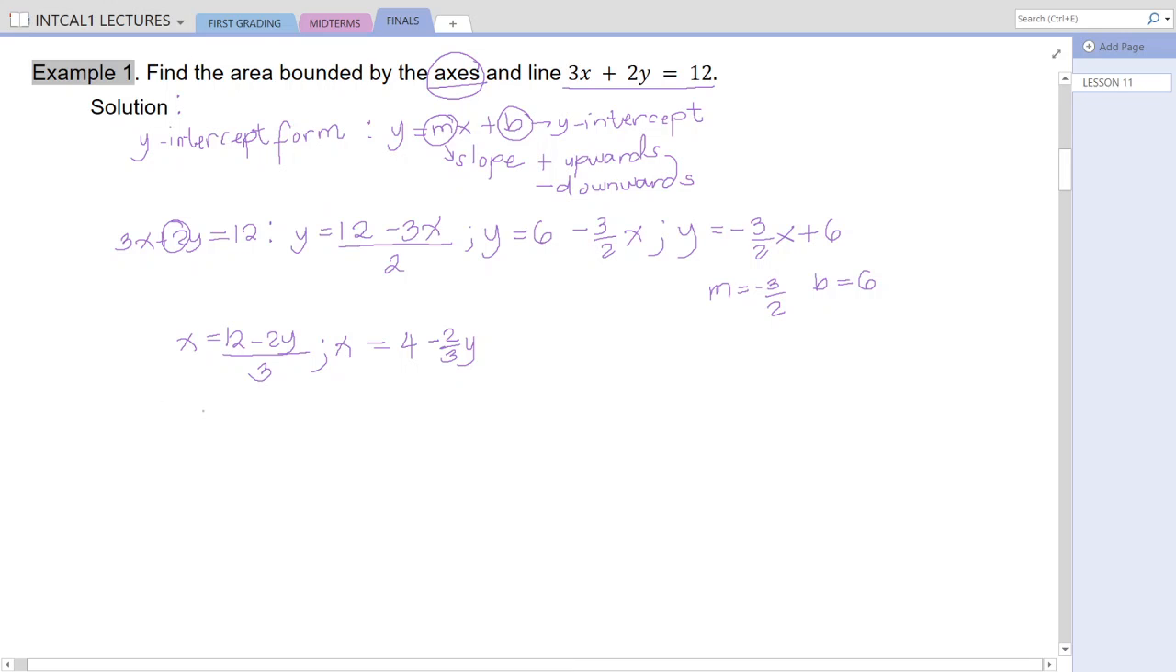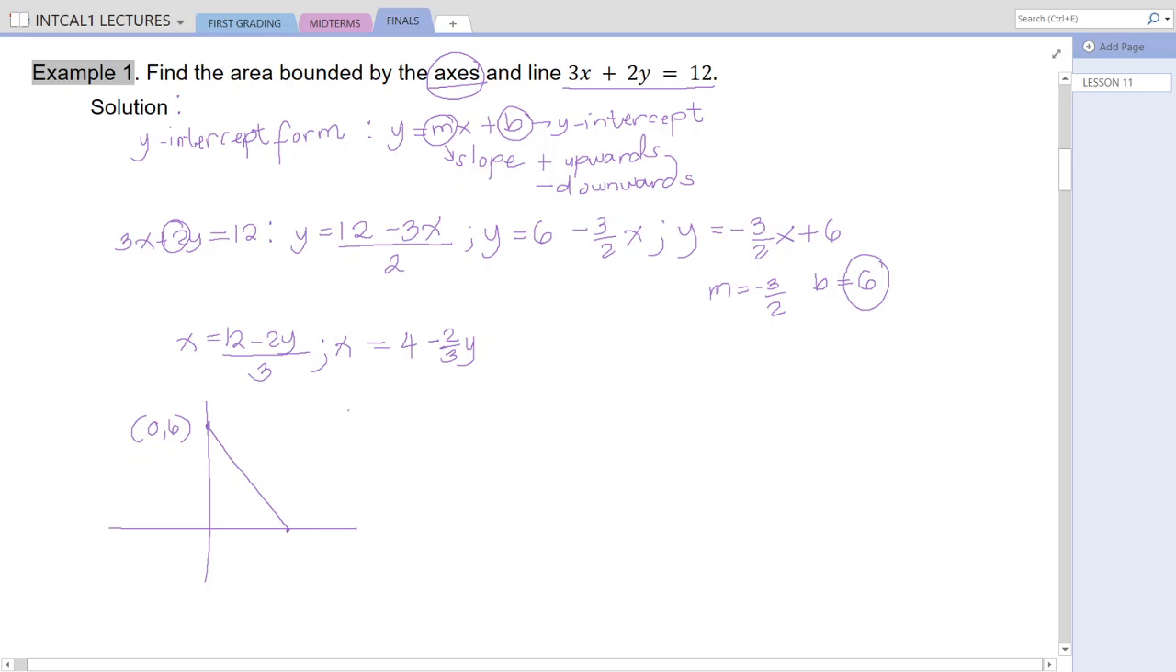So if we are going to graph the equation 3x plus 2y is equal to 12, since our slope is negative 3 halves, that is downwards. And for the y-intercept, that is 6. So from the y-axis, that is 6. So this will be (0, 6), since the x value here is 0 and the y is 6. And of course it is downwards.